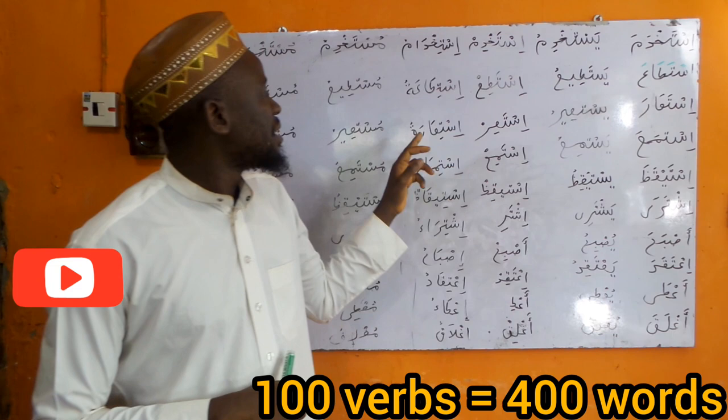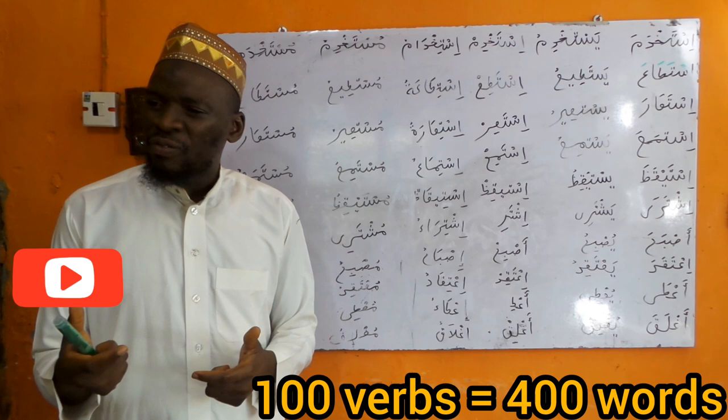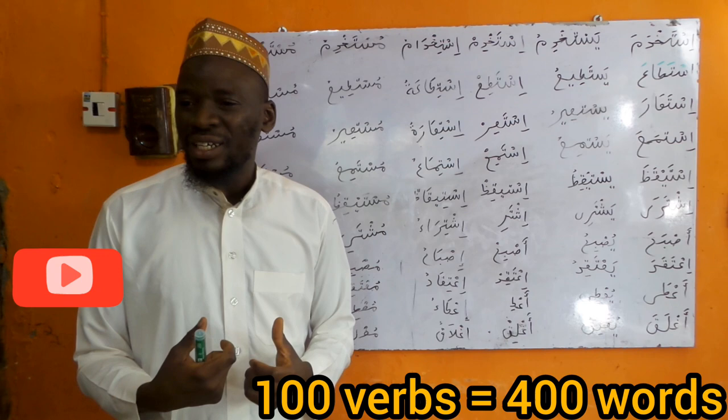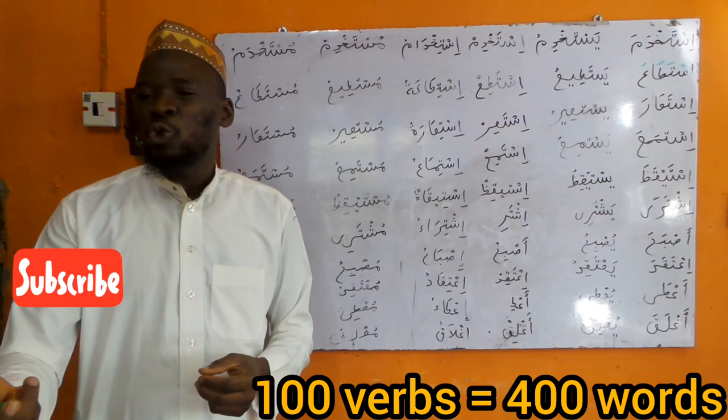Fahimtum? Isti'aratu. Borrowing. Ana la uhibbu isti'aratan. I don't love borrowing. Ana ufaddilu ashira. I prefer to buy. Fahimtum? Isti'aratu means borrowing. Musta'ir. The lender. Someone that gives you something is musta'ir. Huwa musta'iru fuluz. He's a lender of money. He lends people, that is, he gives people money as a debt.